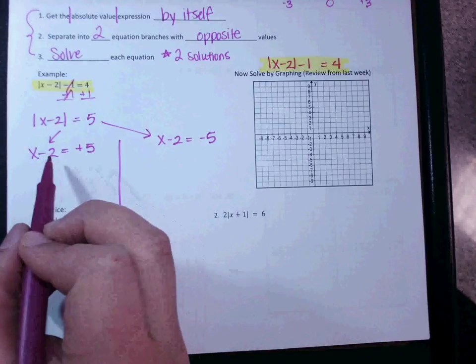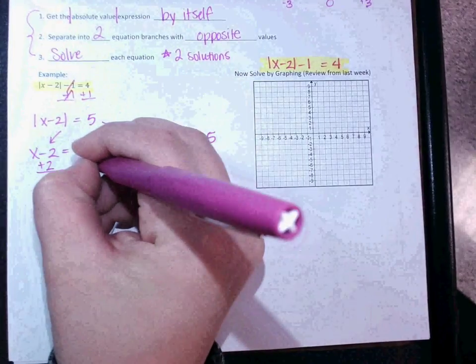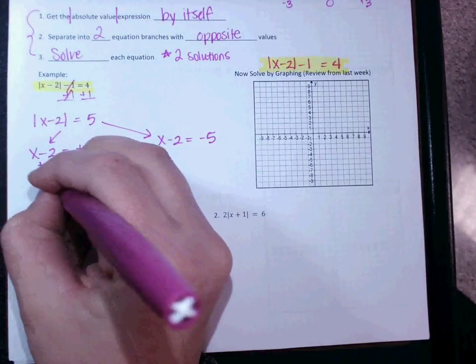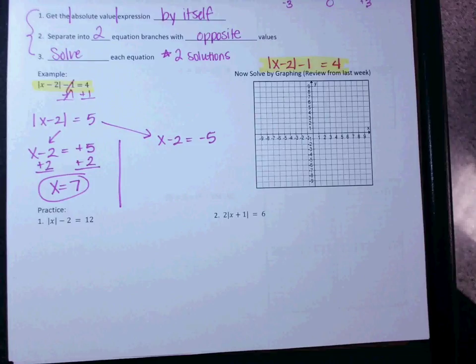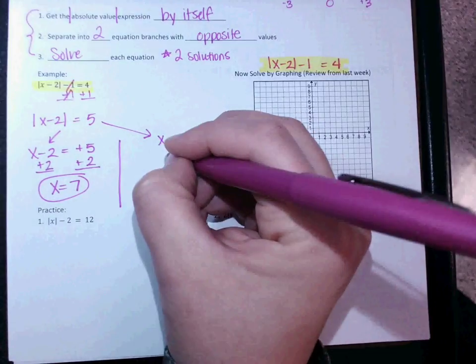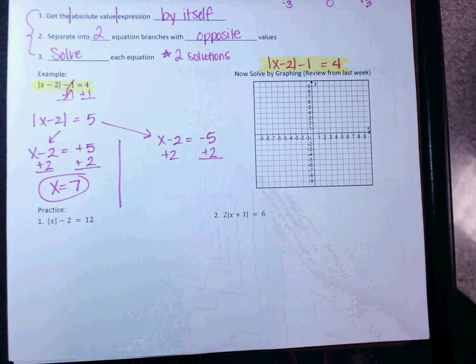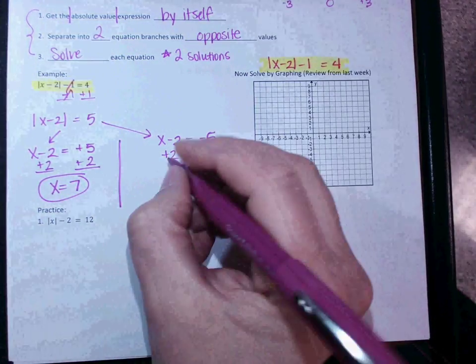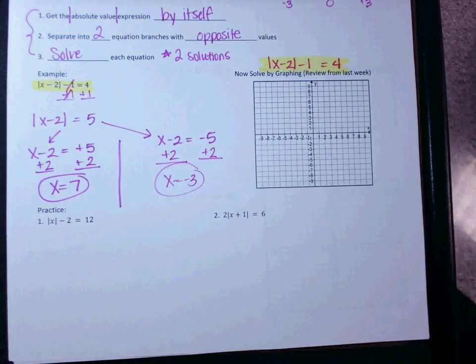If I have a minus 2, how do I get rid of it? Okay, plus 2 on top of a 5, what do I get? 7. That's my first answer. Go to the right side, x minus 2 equals negative 5. I'm still adding 2, but notice that if this is a different number, I'm going to get a different answer. Negative 3. Very good. So we know our answers should be 7 and minus 3.